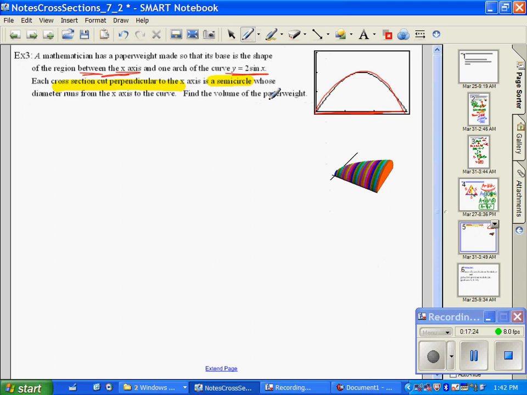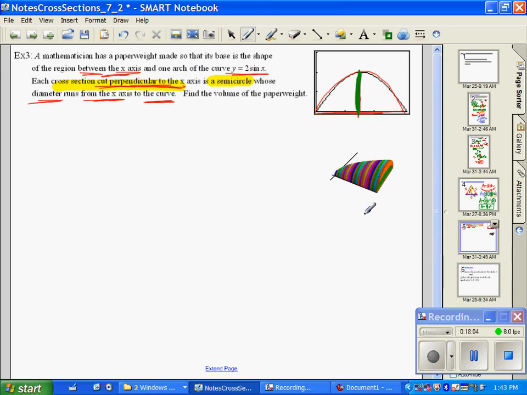Okay, so I need to draw something. I need to draw that one base, one semicircle. And it says the cross sections are cut perpendicular to the x-axis. So if I'm going to do perpendicular, and it says the diameter runs from the x-axis to the curve, I'm going to draw the x-axis to the curve perpendicular. This line right here that I've just drawn represents one diameter of the semicircle. So it would be like right here.